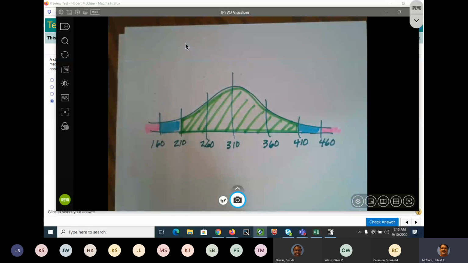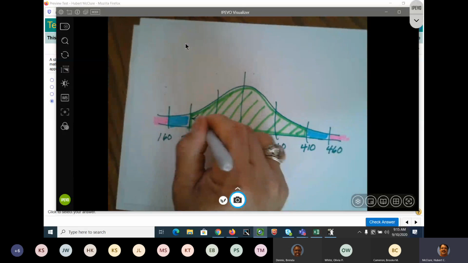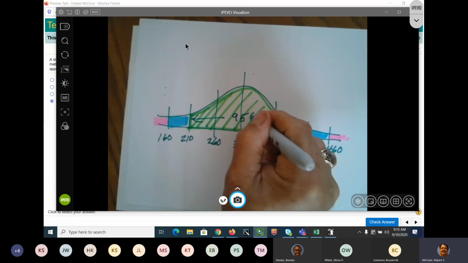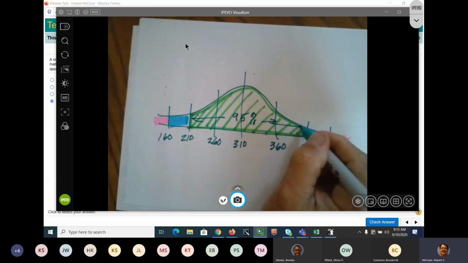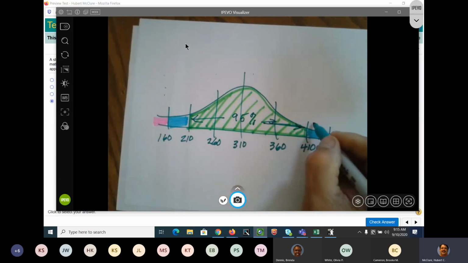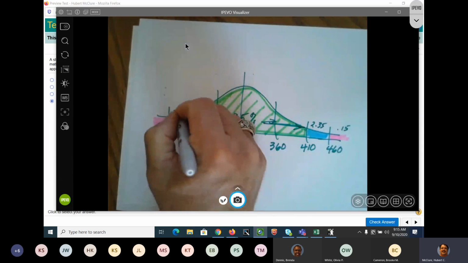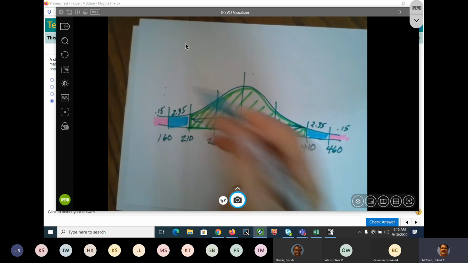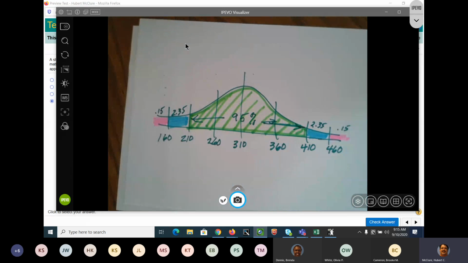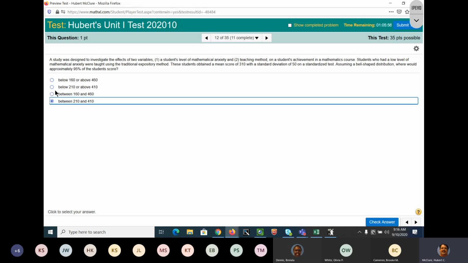Okay? 95% is normal, and that's the empirical rule. And of course, this is 2.35%, and that's 0.15%. So I think the question was asking 95% falls between 210 and 410, if I did my math right. So Miss White, 210 and 410.